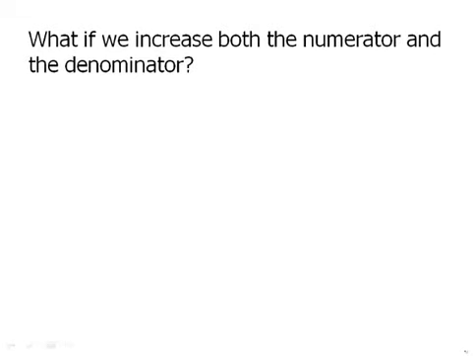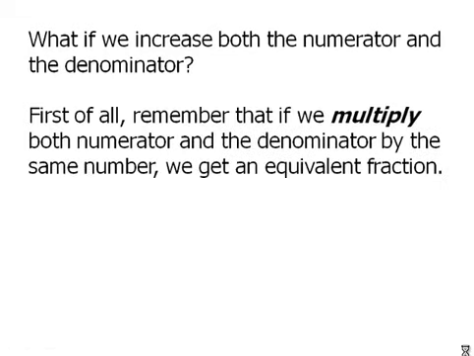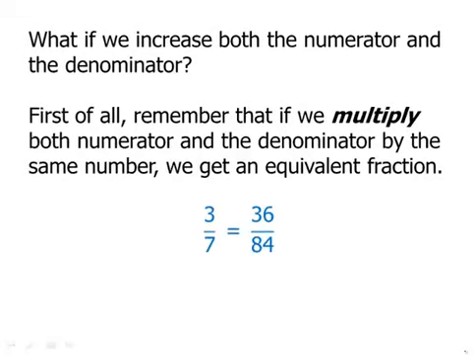What if we increase both the numerator and the denominator? Does that make a fraction bigger or smaller? Well, it depends. First of all, it depends on how we increase. First of all, remember that if we multiply both numerator and denominator by the same number, we get an equivalent fraction. So for example, we start with 3/7, multiply both numerator and denominator by 12, we get 36/84. Those are two completely identical fractions, the same mathematical value. We can put an equal sign between them. We do not change the value at all in that case.